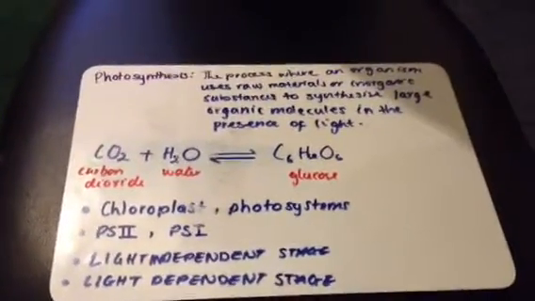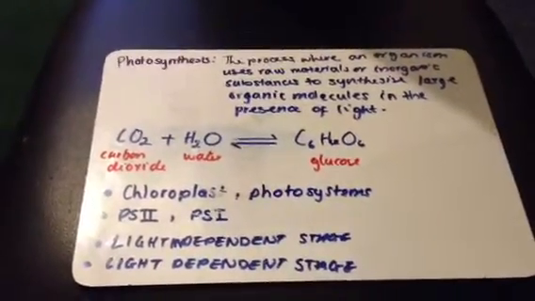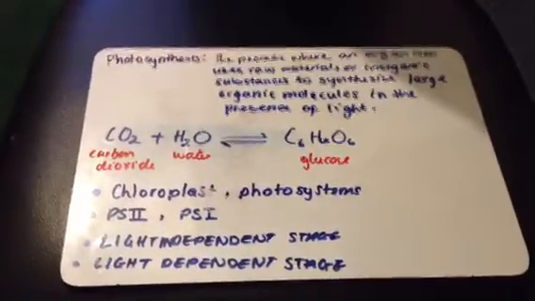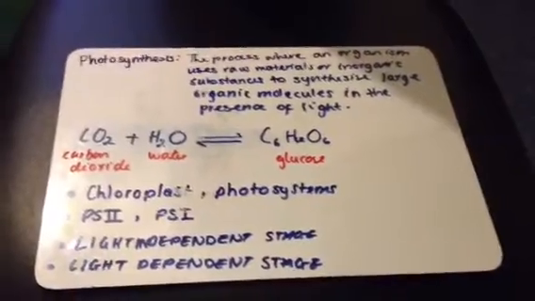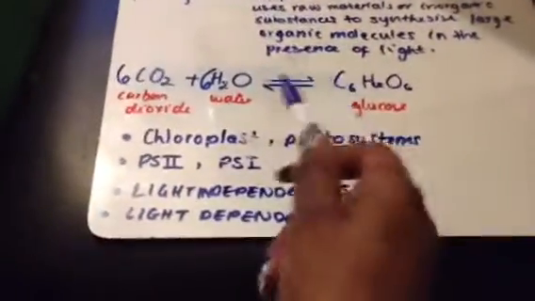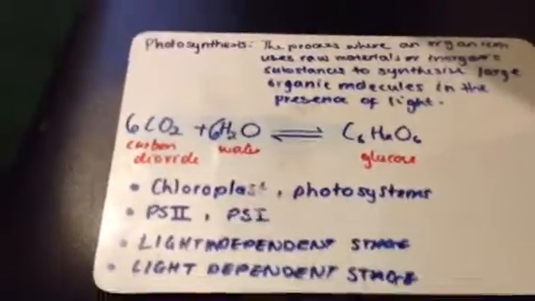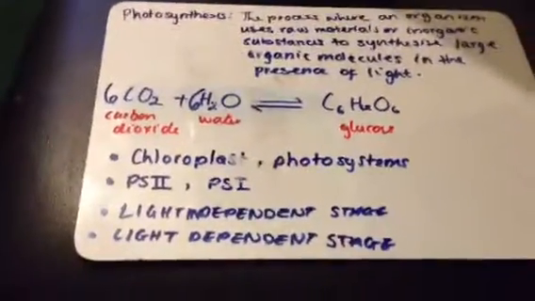Now, this is just our general equation for photosynthesis, which is carbon dioxide plus water gives us glucose. But as you can see, our equation isn't balanced, so we need to put 6 here and 6 here, which will balance our equation. And as you can see here, it's also a reversible reaction, so that means that glucose can be respired to give us what was formerly our products of photosynthesis.